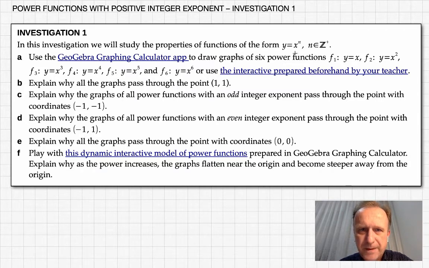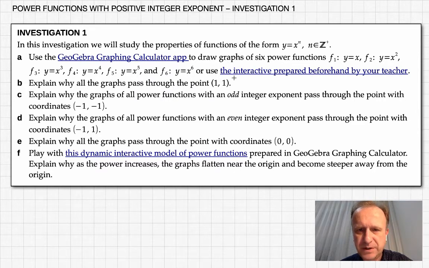So, for example, we can think of the functions y equals x to the power of 1, x to the power of 2, x to the power of 3, etc. In part A of this investigation, we will use the GeoGebra Graphing Calculator app to draw graphs of 6 power functions, and here they are: function f sub 1, y equals x, function f sub 2, y equals x squared, and so on until the function f sub 6, y equals x to the power of 6.